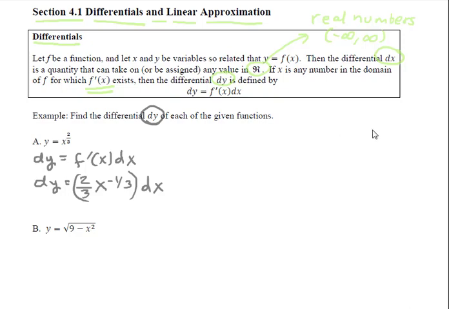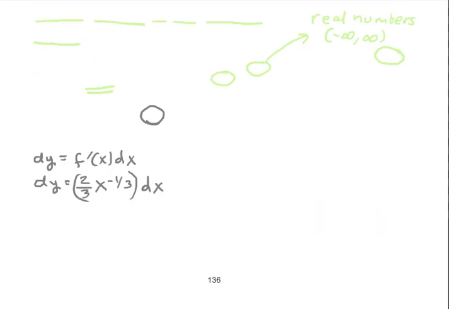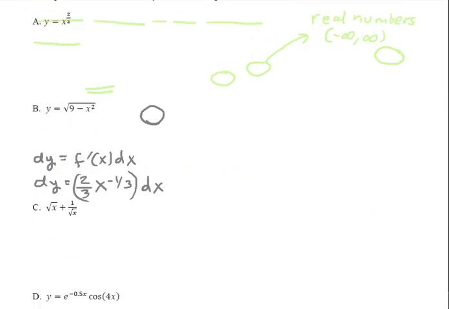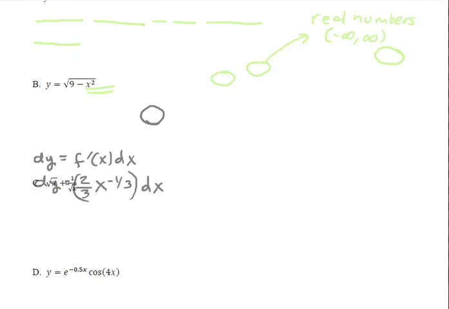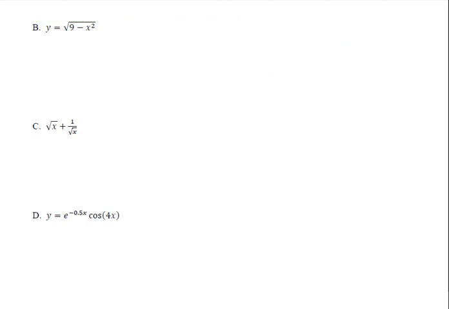Alright, so let's scroll down a little bit to the next one here. Okay, so let's do problem number 2, part B now. So I'll clear the screen here so that we can do part B. So now, remember that dy, what we're trying to find, is f prime of x dx. So dy is equal to, and what is the derivative here?